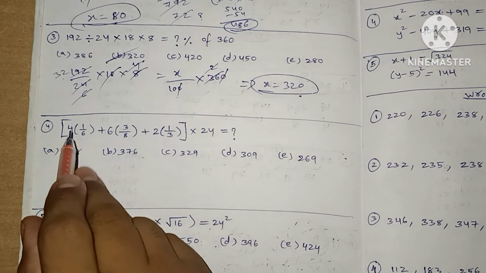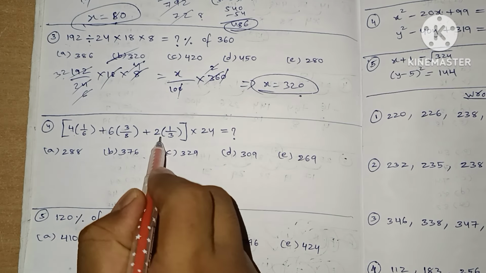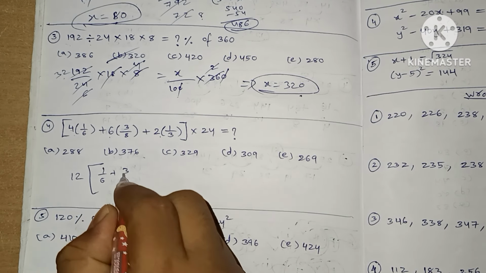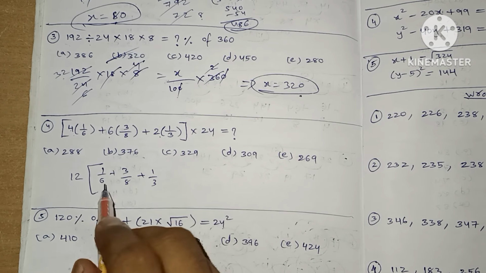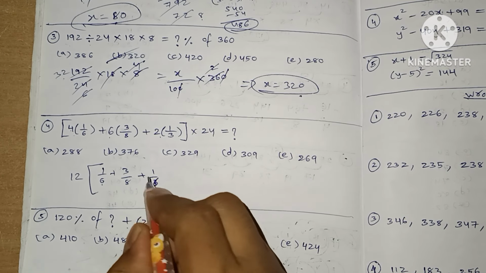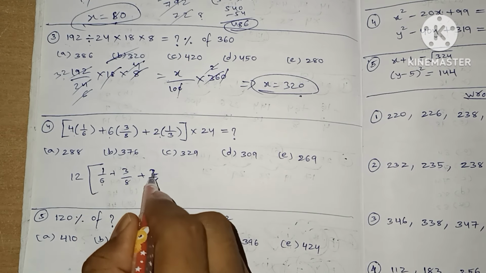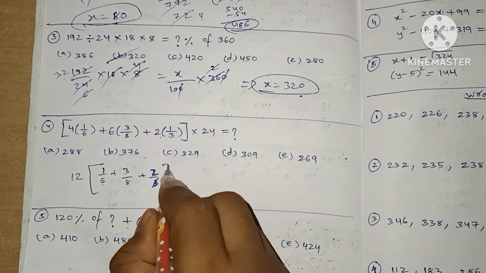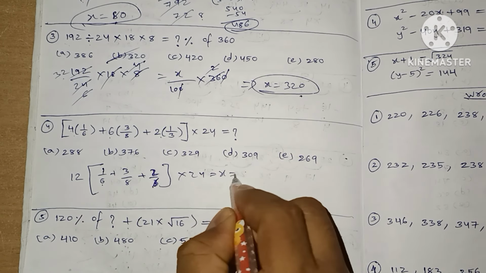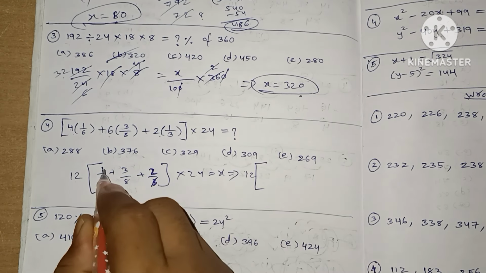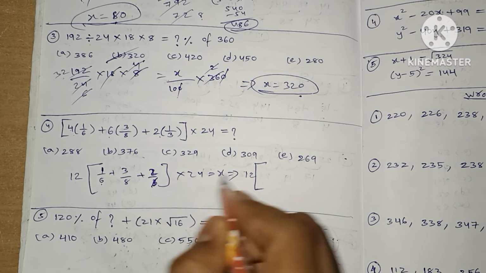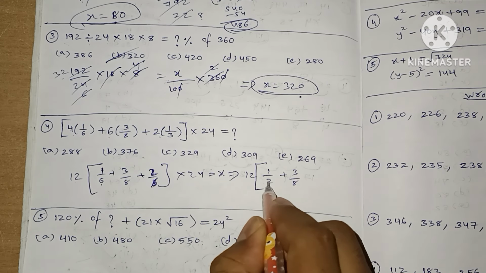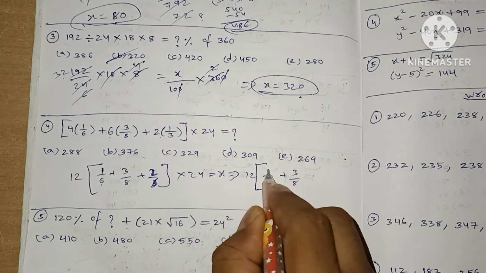Next, fourth question. 4 plus 6, 10. 10 plus 2, 12. 1 by 6 plus 3 by 8 plus 1 by 3. Here we can make this as 6 and 2. 2 by 6. This will be 3 by 6, means 1 by 2. So into 24 equals to x. Here 12. This will be 1 plus 2, 3. 3 by 6 will be 1 by 2 plus 3 by 8. So making this base equal to 8, then we need to make this 4.